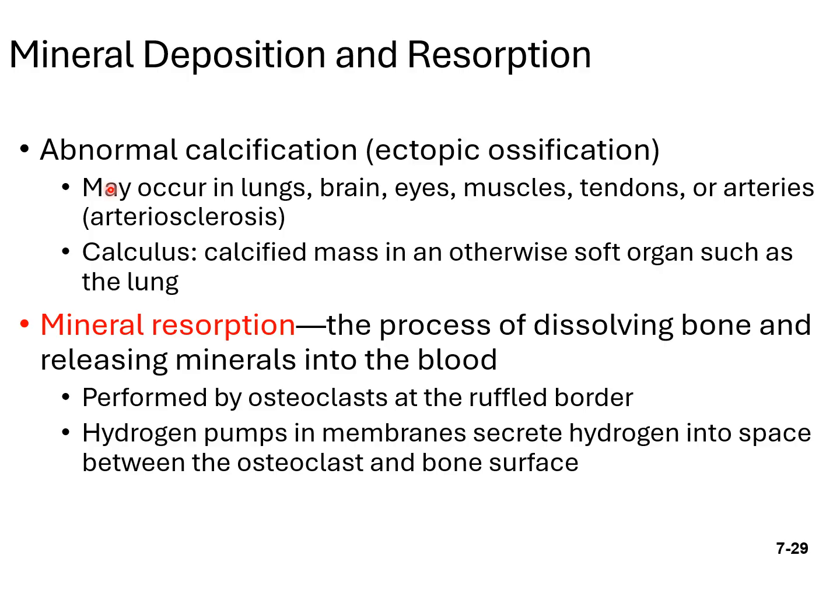You can also have abnormal calcification, and this may occur in the lungs, brain, eyes, muscles, tendons, and arteries. That's called lateral sclerosis, and this is scarring, but this is where you have calcification in parts where you don't want it to be hardened. You don't want the lungs or the brain or the eyes or muscles to harden, so this will be abnormal calcification. You can have a calculus, which is a calcified mass in an otherwise soft organ such as the lung, and these are just buildups and stuff like that.